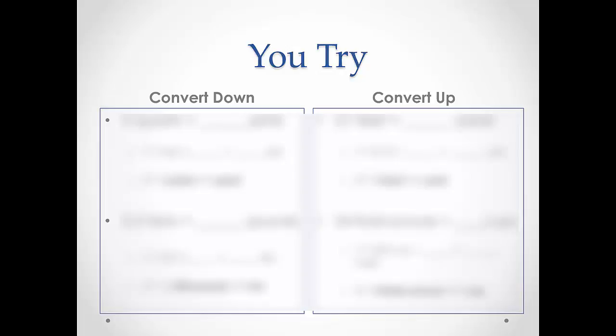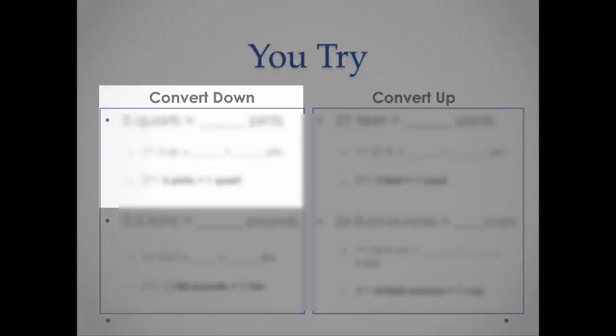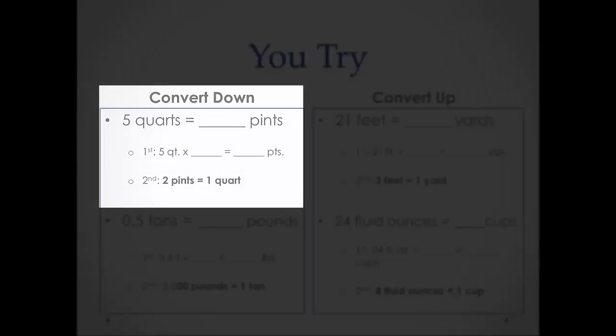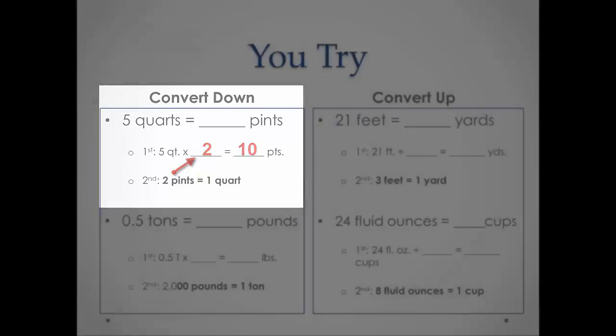Now that you're done working through your 4 problems, let's see how you did. First, we're going to work on the left-hand side where we converted down. We're going to go from 5 quarts down to pints. So I know that quarts is larger than pints, so I'm going to use multiplication. So I'm going to take what I know, 5 quarts, and multiply it by whatever's in my relationship. My relationship is 2 pints equals 1 quart, so I'm going to take the 2, substitute it into my equation, and I get 5 times 2 equals 10 pints. Again, 10 pints would be your answer.